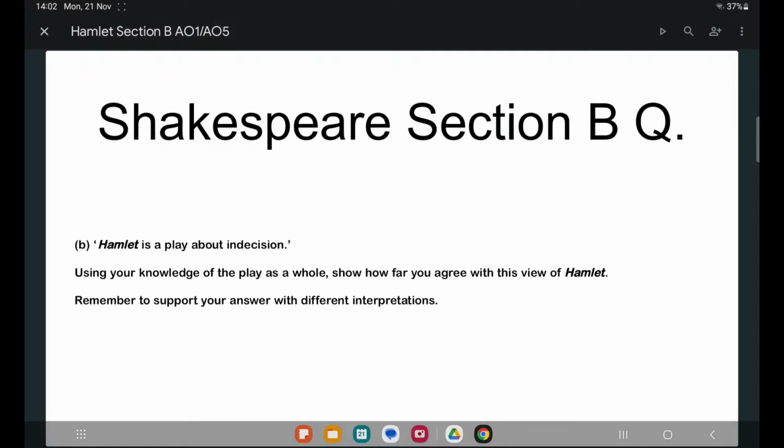Today, OCR A-Level English Literature, Shakespeare, Section B question. So we'll be looking at this via Hamlet, but if you're doing another text, that could also apply as well. It's more how to answer, planning and responding, including a model answer that I've just typed up.